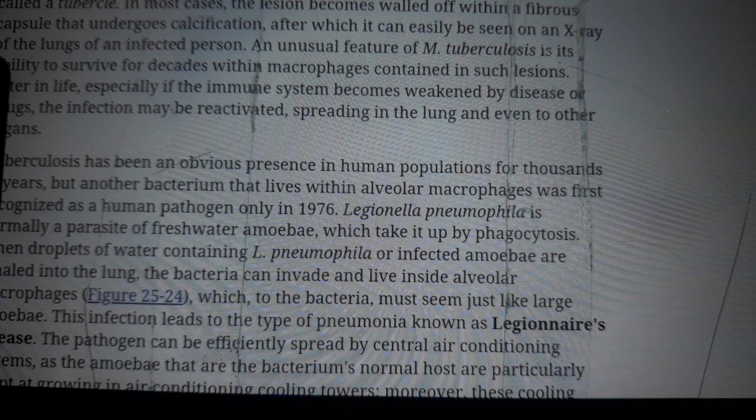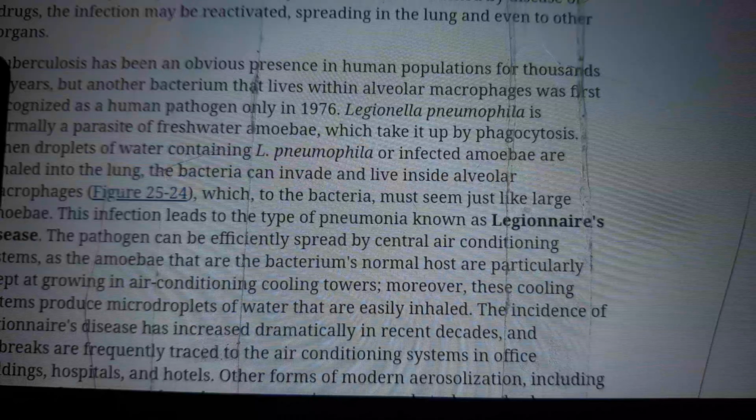called a tubercle. In most cases, the lesion becomes walled off within a fibrous capsule that undergoes calcification, after which it can easily be seen on an X-ray of the lungs of an infected person. An unusual feature of tuberculosis is its ability to survive for decades within macrophages contained in such lesions. Later in life, especially if the immune system becomes weakened by disease or drugs, the infection may be reactivated, spreading in the lungs and even to other organs.